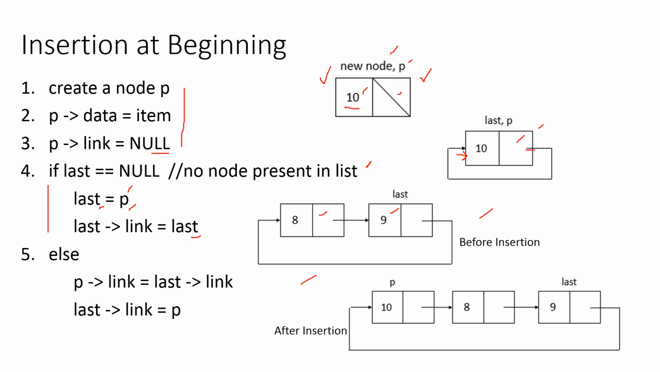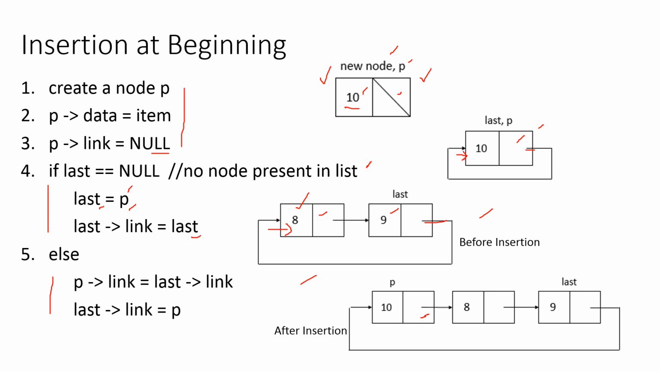Now what you are doing? See this, to the front of 8 and 9 you have inserted the node 10, that is to the beginning. Okay. So what you have to do is P link is equal to last link. See, previously this was the last link. See, this was the last link. Okay. And that link, that is the node with value 8.